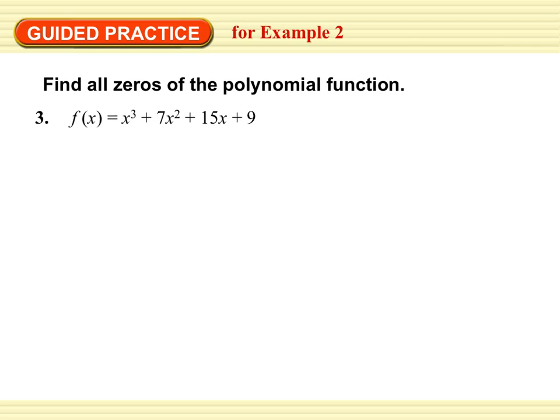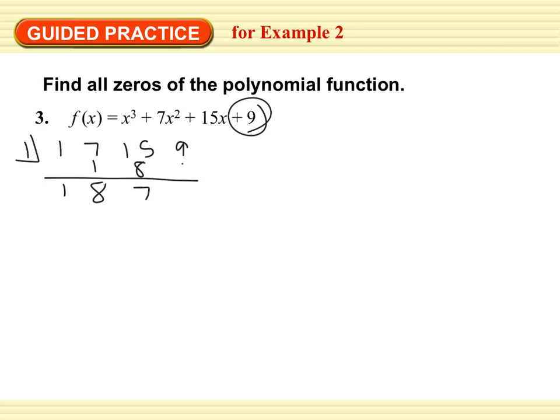All right, find all zeros of the polynomial function. So plus or minus 1, plus or minus 3, and plus or minus 9 are my possible zeros, right? Cool. Let's just try 1. Coefficients. I don't think 1's going to do it. I multiply and add, multiply and add. Nope. That's not going to cut it. Let's try -1.